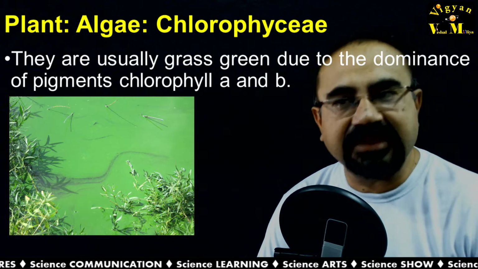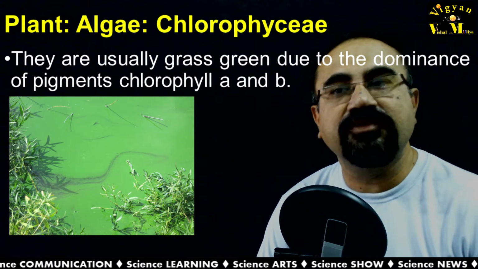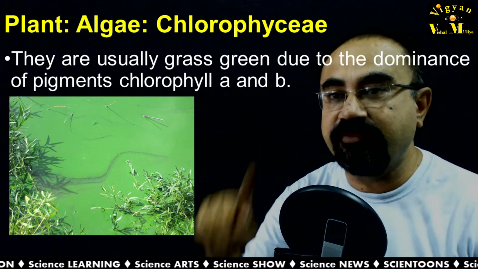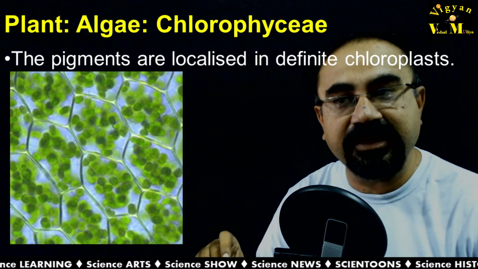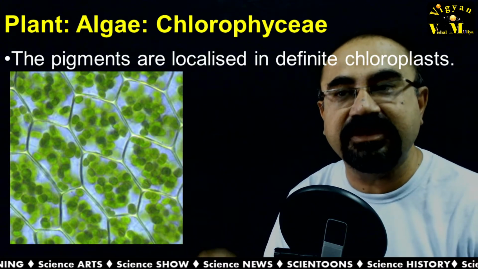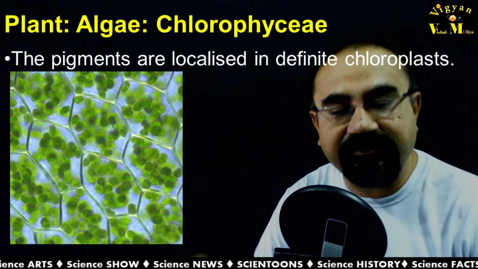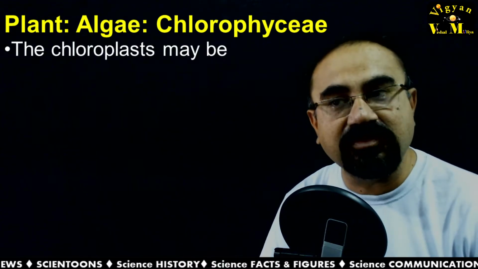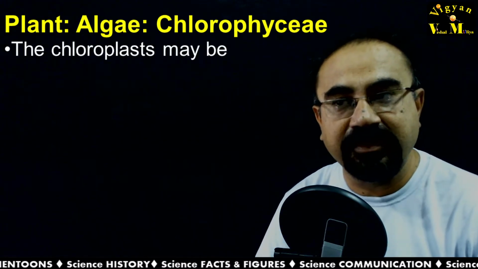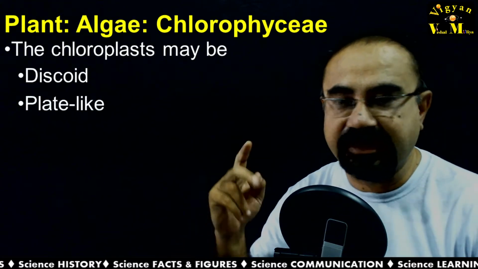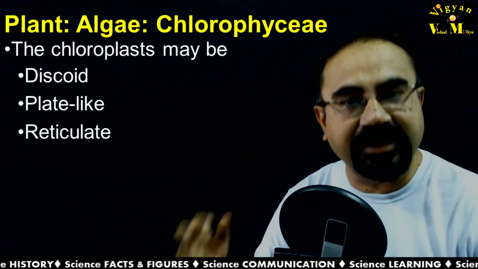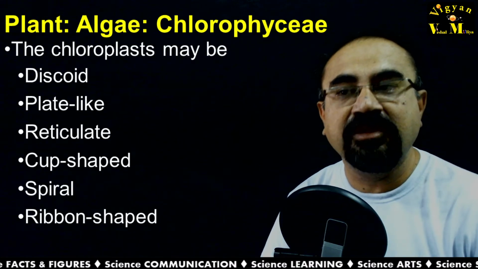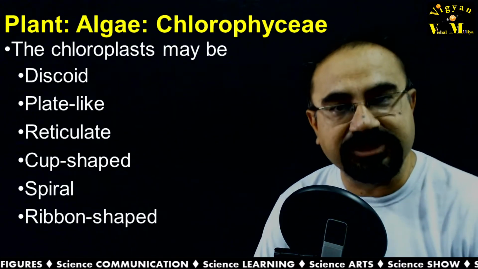They are usually grass green in color because of the dominance of the pigments chlorophyll a and chlorophyll b, and these pigments are not free in the cytoplasm but are localized in a definite organelle, that is the chloroplast. This chloroplast may have different shapes. It can be discoid, plate-like, reticulate, cup-shaped, spiral, or ribbon-shaped.